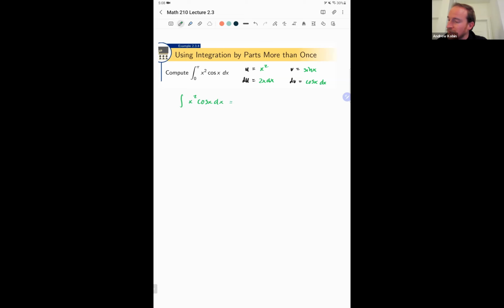Okay, so we've got our setup. This is of the form integral of u times dv, you can see in the table. So the output of the integration by parts formula will be uv, that's x squared sine x, minus the integral of v du, that's going to be sine x times 2x dx. So I'll have 2x sine x dx.